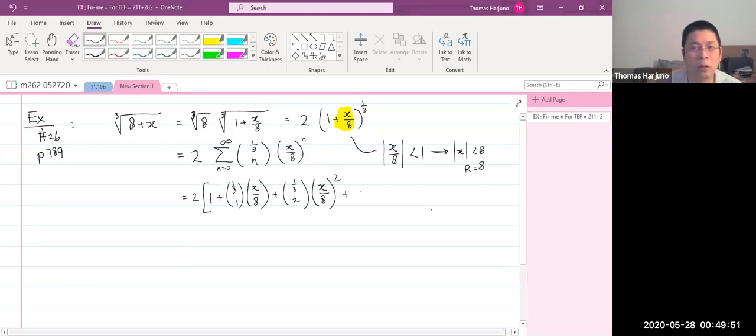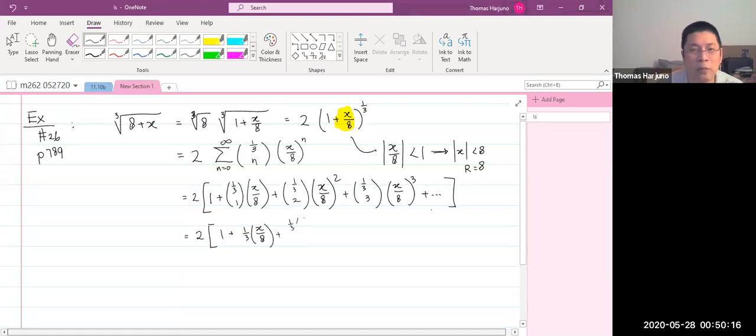Plus 1/3 combination 3 x over 8 cubed and on. This is 2 times 1 plus 1/3 times x over 8. This is 1/3 times -2/3 over 2 times 1 times x squared over 64. Wow, it converges really fast.